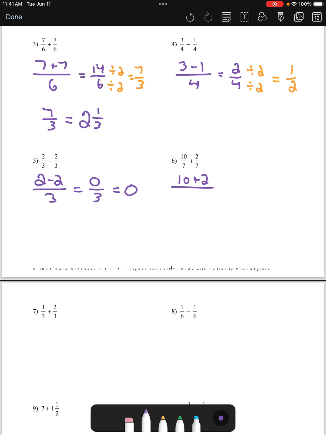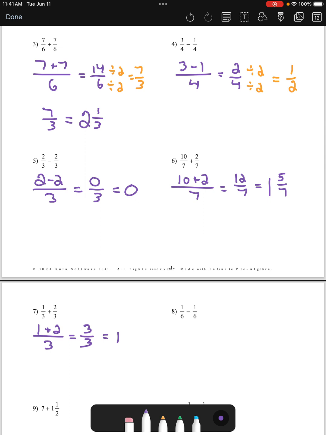We get 2 minus 2 over the common denominator of 3 in number 5. That gets us 0 over 3, which is 0. In number 6, we get 10 plus 2 over the common denominator of 7. That gets us 12 over 7. You can take 1 7 away from 12. When you do that, you have 5 left over. 1 and 5/7.